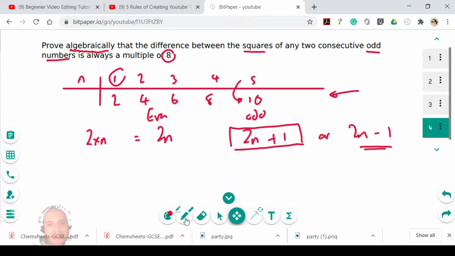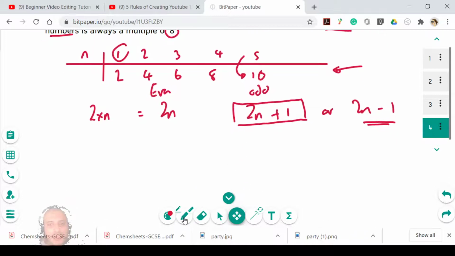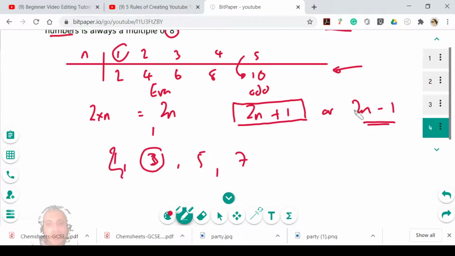And then it says 2 consecutive odd numbers. And then we've got to think about how odd numbers work. So if I've got odd numbers, I'd be going 1, 3, 5, 7. So I want 2 consecutive numbers. So if we start with 3, well, that's easy, my first number. So I'm going to ignore that because I'm using 2n plus 1.